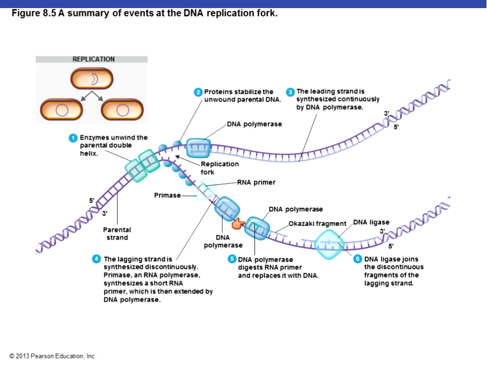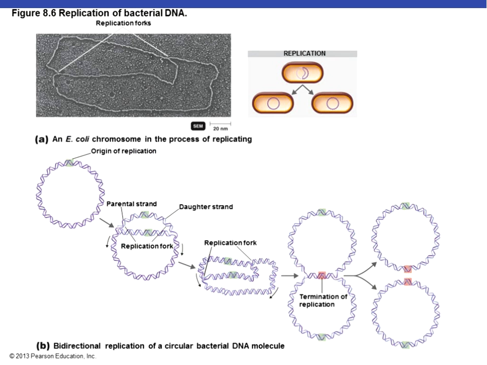On the lagging strand, on the other hand, we still have DNA polymerase moving in a 5' to 3' direction, but it has to do so in short segments. And these little short pieces that we're left with are called Okazaki fragments, and it's the job of this enzyme, DNA ligase, to join those fragments together.